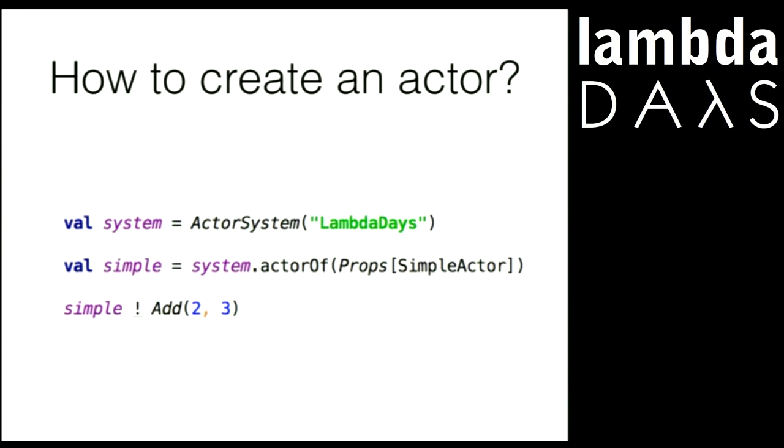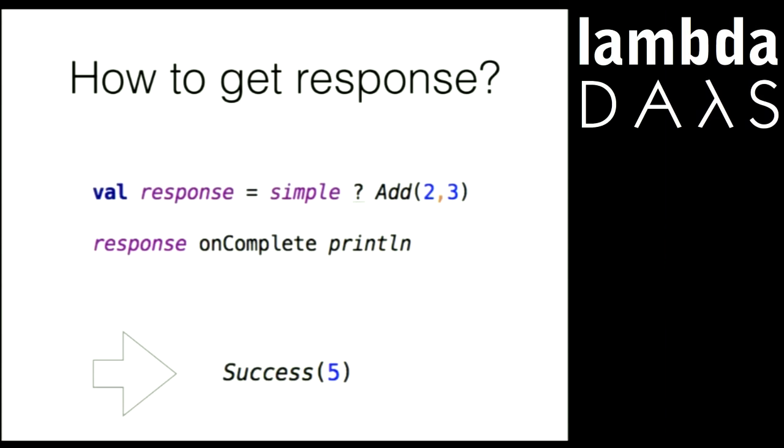But there is actually a way of getting responses from actors. There is this thing called the ask pattern. And the ask pattern adds extra methods to actor ref, and in particular the question mark method. What the question mark method does is it creates a temporary actor. Actors are very cheap to create, by the way, super cheap. You can have millions of them. So it would create a temporary actor.